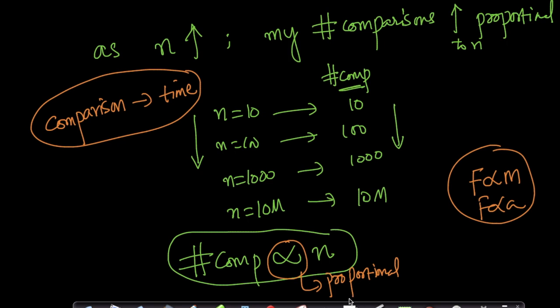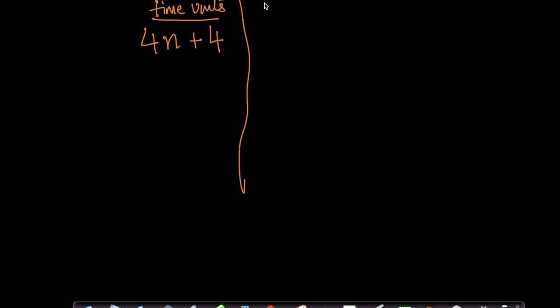Okay, so let's go back and understand one more idea. Imagine my code takes 4n plus 4 steps, 4n plus 4 time units. This is the number of time units it takes for a code. Let me explain some simple ideas here. And this is what you write as time complexity.